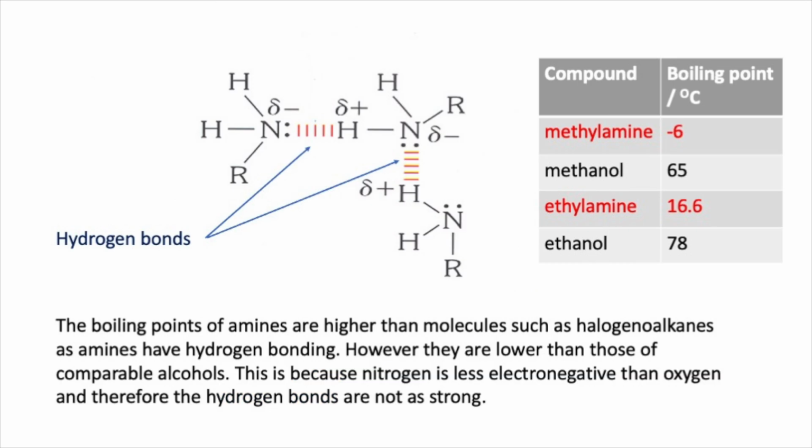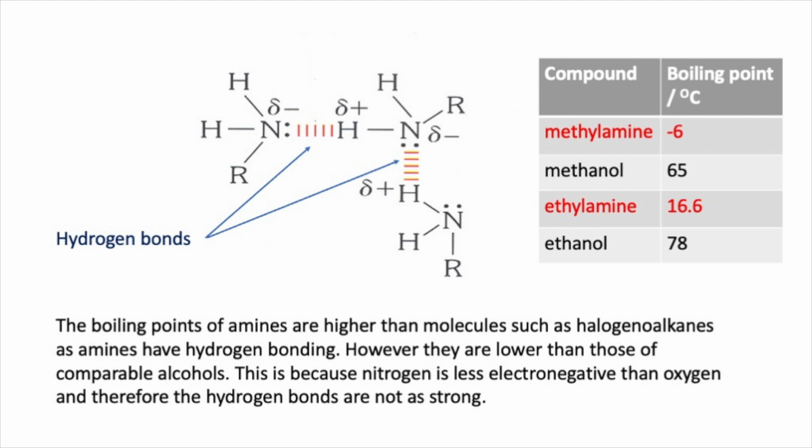Now amines have higher boiling points than compounds such as halogenoalkanes, alkanes and alkenes that we've studied previously. And this is because hydrogen bonding is the strongest intermolecular force. And these other compounds have weak van der Waals forces between their molecules.